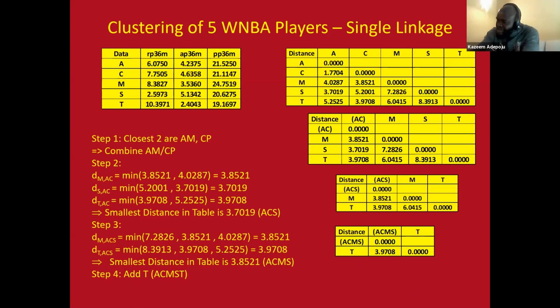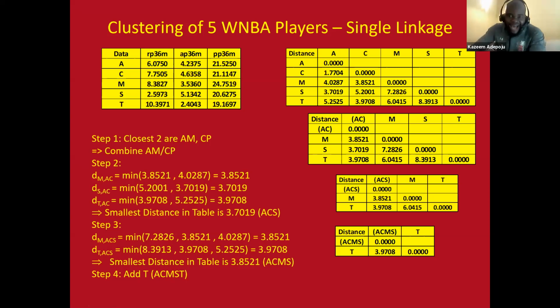And how do I know that this is my final table? Because I only have one number aside from 0. This is one number. Okay? And let me tell you something. What implication do you have right here? It looks as if you have categorized the 5 players into 2 groups: A, C, M, and S in one group and T automatically in a different group. Can you see that now?